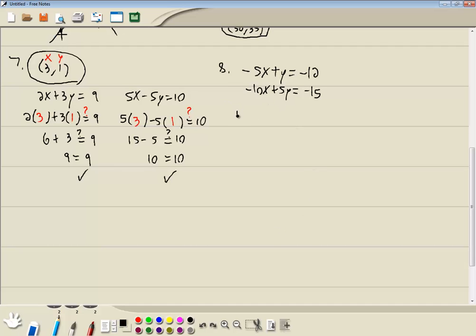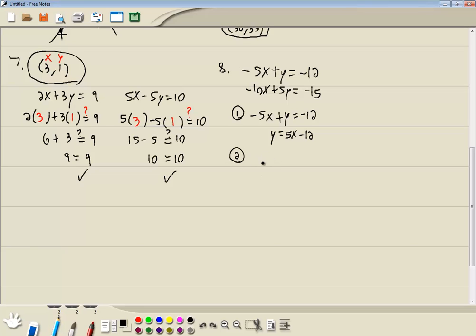Substitution method. Step 1, you solve one of the equations for one of the variables. I'm going to pick the first equation: negative 5x plus y is equal to negative 12. Easiest one to solve for here is y. So I take the negative 5x over, it becomes a positive 5x. So we get y is equal to 5x minus 12.